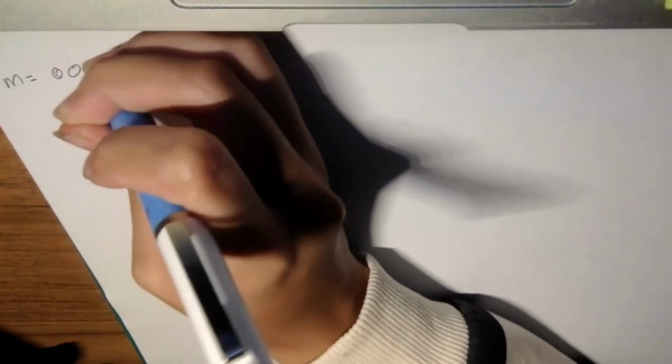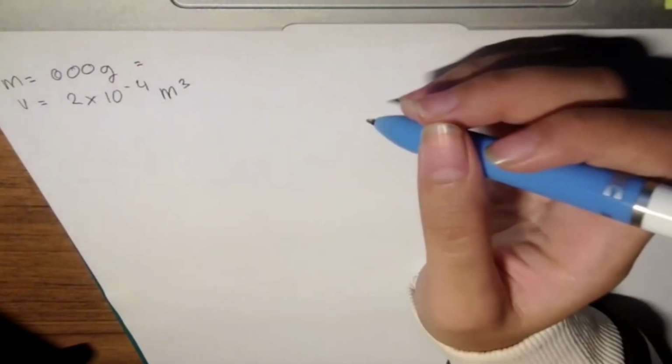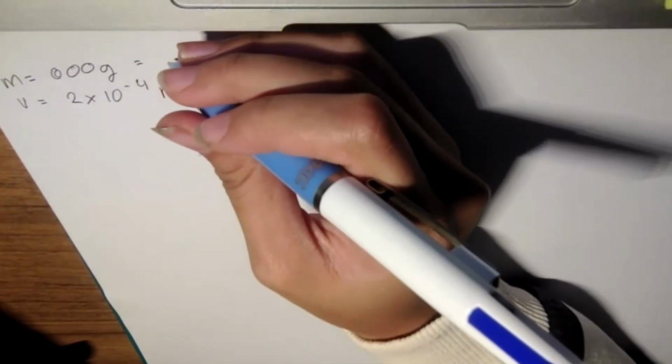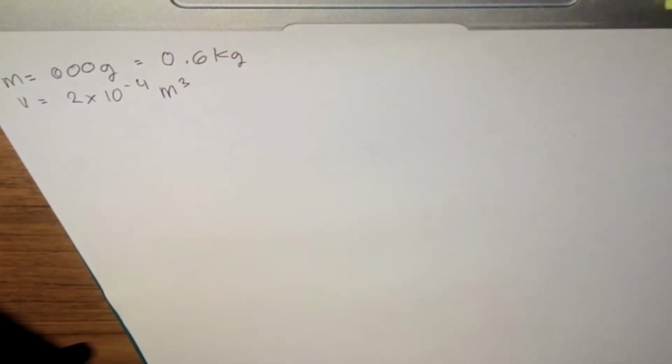So here we have the mass. The mass is 600 grams, and the volume is 2 times 10 to the power of minus 4 cubic meters. After that, we have to convert the mass into kilograms. We can divide it by 1,000, which results in 0.6 kilograms. And then we do the formula.